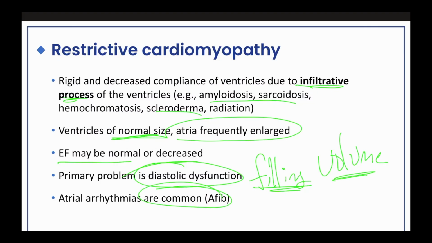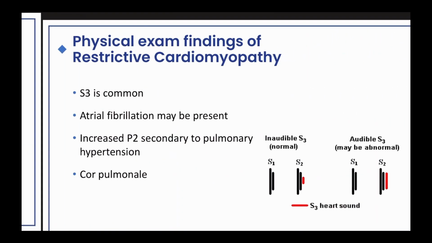And atrial arrhythmias are common. Atrial arrhythmias are common because what chamber size is enlarged in these cases? Atria are enlarged. Anytime you hear anything about atrial enlargement, start thinking about atrial tachycardias. The atria don't like to be stretched. They get irritable. And remember with the heart, any one focus can cause the entire heart to beat. So with these enlarged atria, they can go into atrial tachycardias, most commonly AFib.